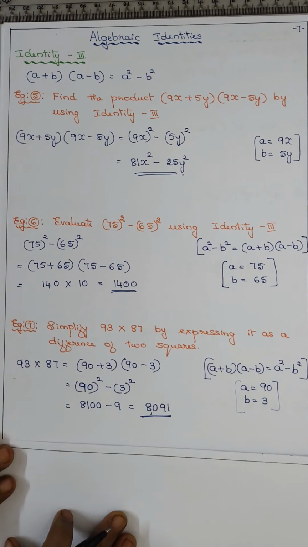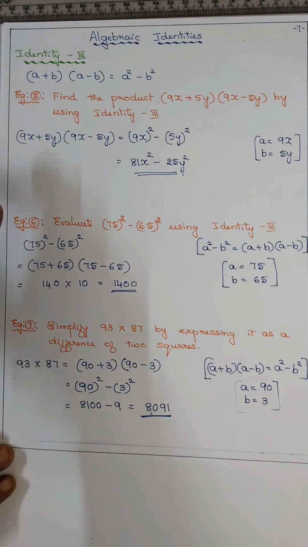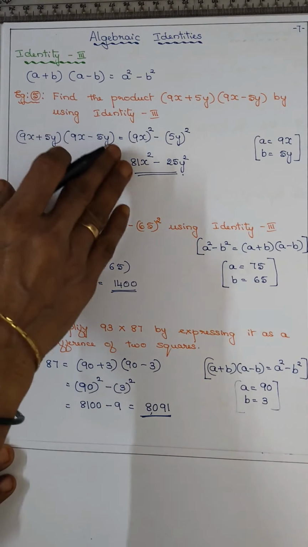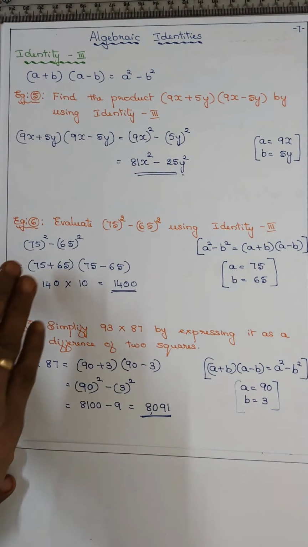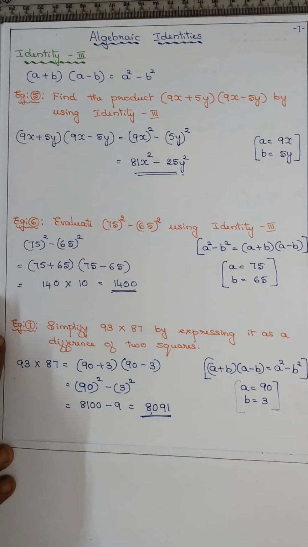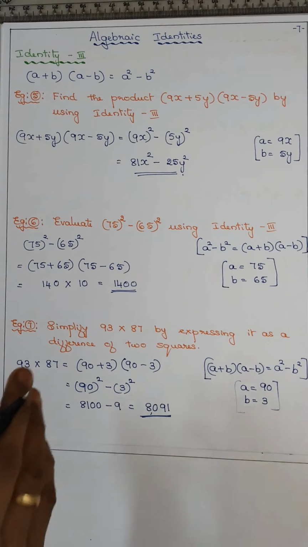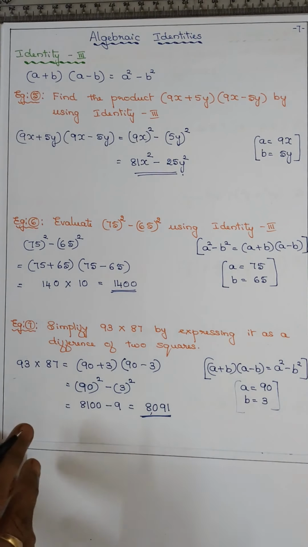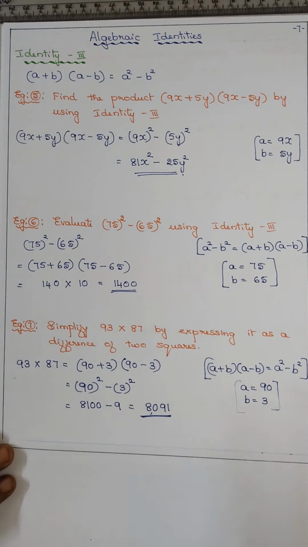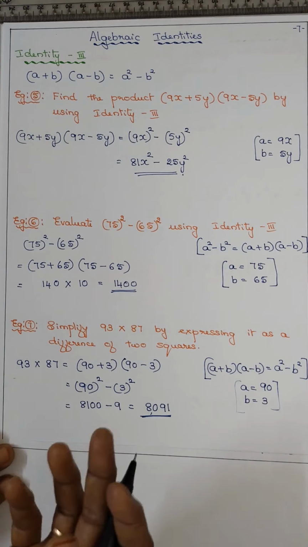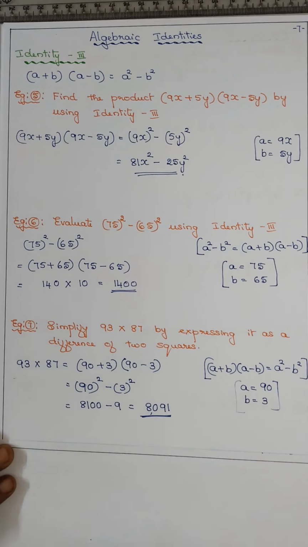Is it clear? So this is the third identity. In the first, a plus b, a minus b is clearly given. In the second, numbers are given as a squared minus b squared, the reverse way. Here numbers are given, first find out, write it in the order of (a plus b) (a minus b), then simplify.